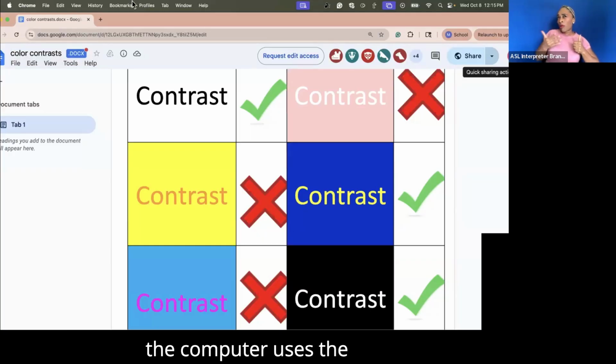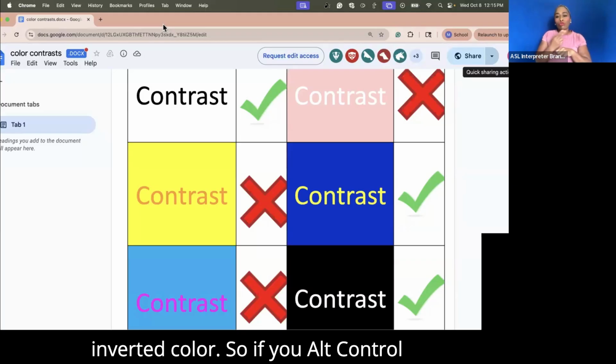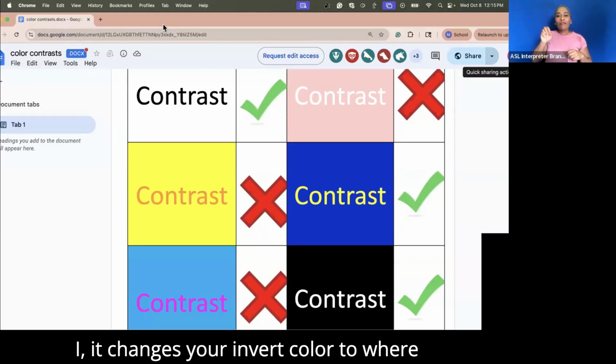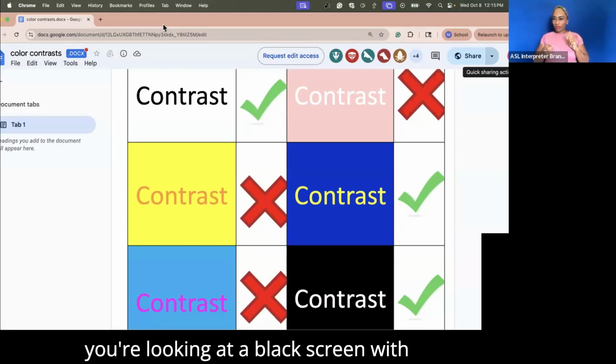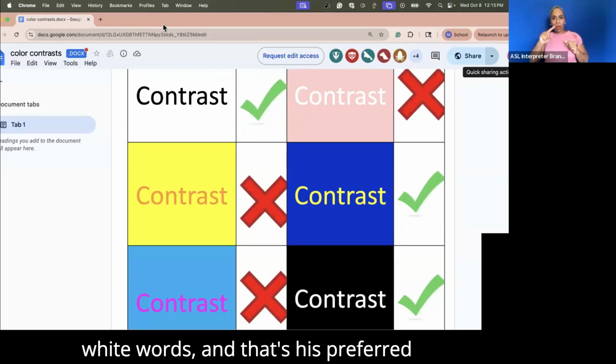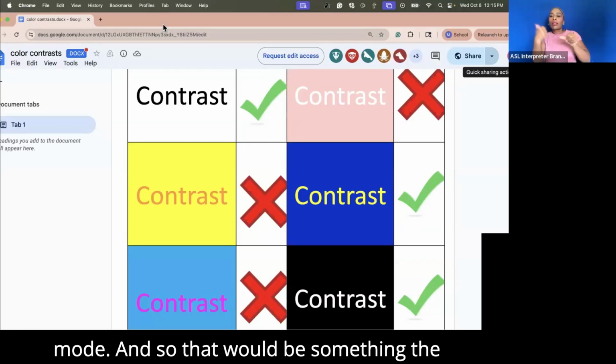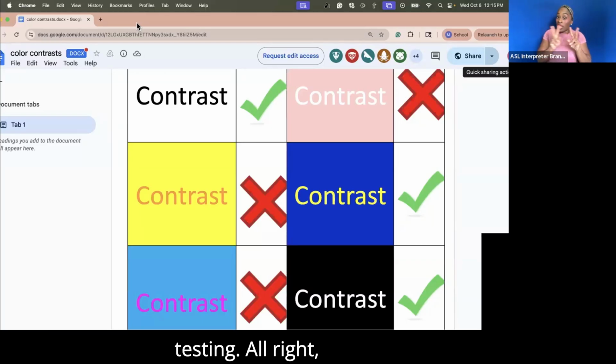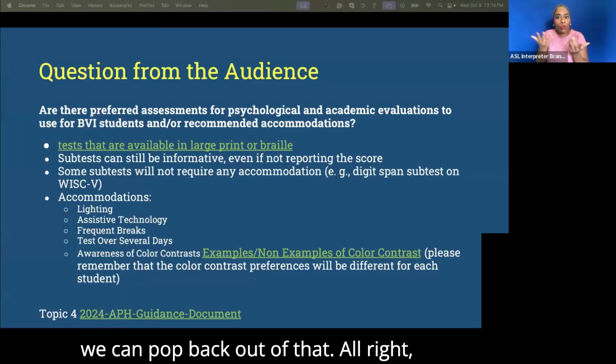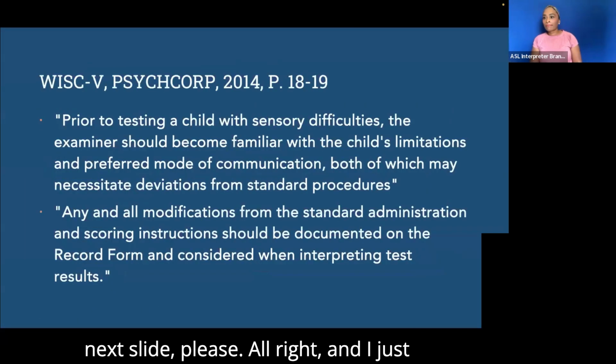I know my son on the computer uses the inverted color. So if you press alt control I, it changes your invert color to where you're looking at a black screen with white words. And that's his preferred mode. And so that would be something the examiner needs to know when they're testing. All right, we can pop back out of that. All right, next slide, please.